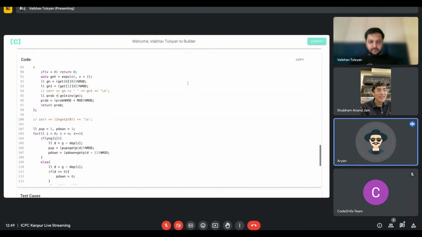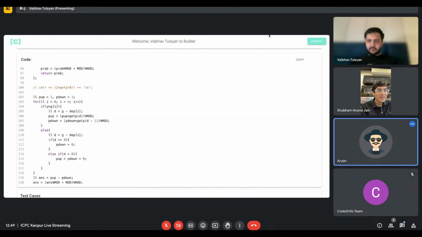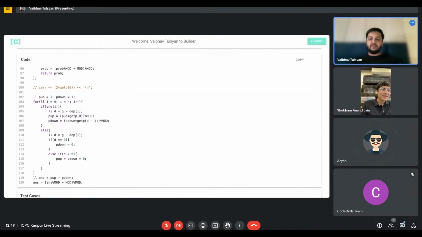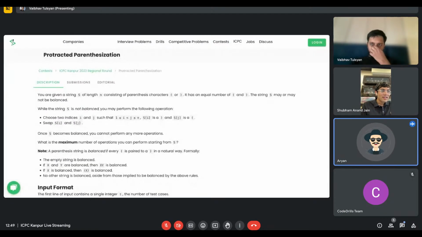The issue with this problem is a lot of teams are submitting it. So before I move to the next page, someone else submits it. You're looking at protracted parenthesization. Yes, I'm trying to find Faceless Men's submission for this problem.